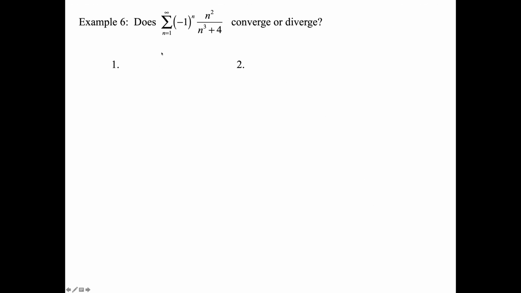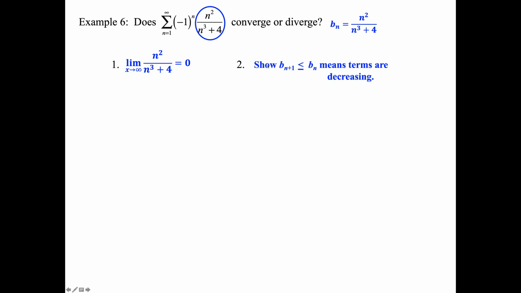Our next example, well, let's see. Cross this off. This is going to have a limit of 0. Yep, I can see this already. I'm starting to get the routine down. Take the limit of b sub n. All right, now I got to show that it's decreasing. Again, a lot of n's.